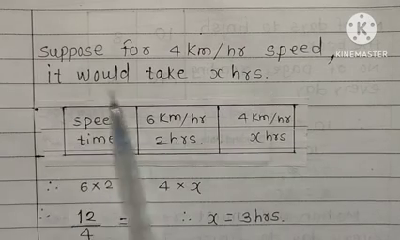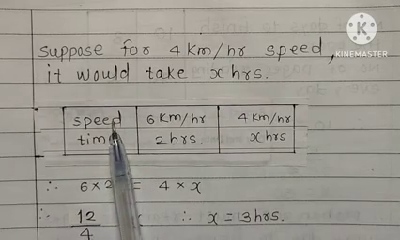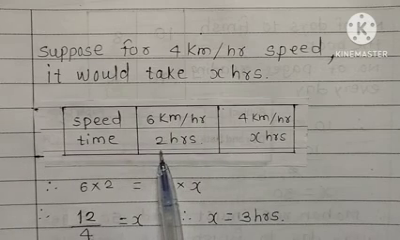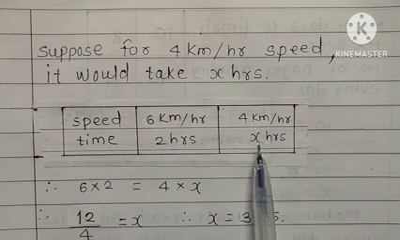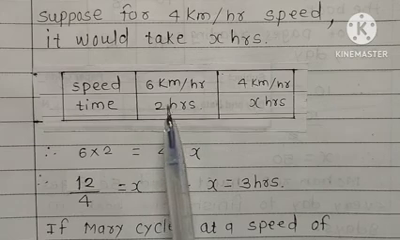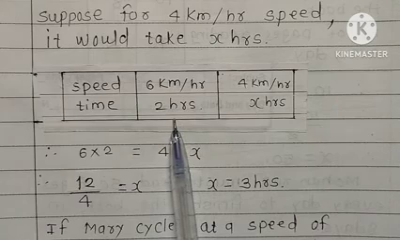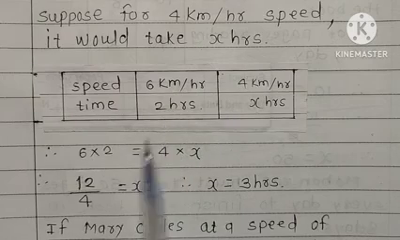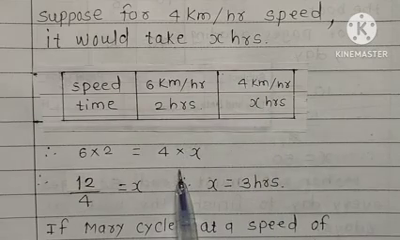Now prepare a table, speed and time. So speed 6 km per hour, then time 2 hours. Speed 4 km per hour, then time x hours. Okay. Then you know the product of speed and time is constant. That means 6 into 2 is equal to 4 into x.